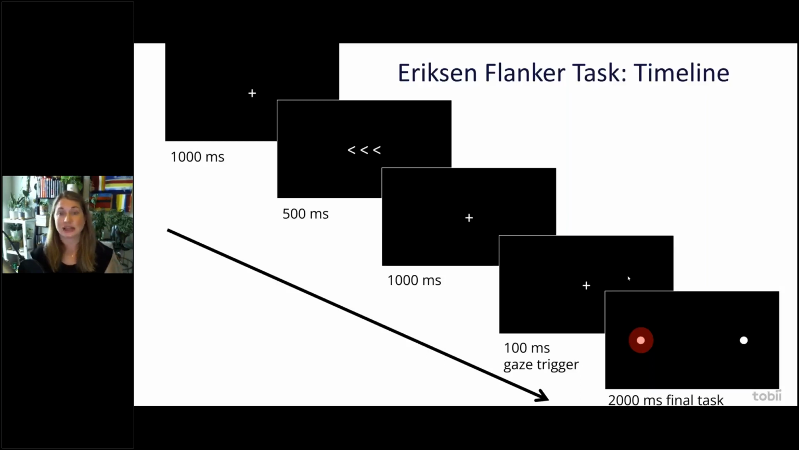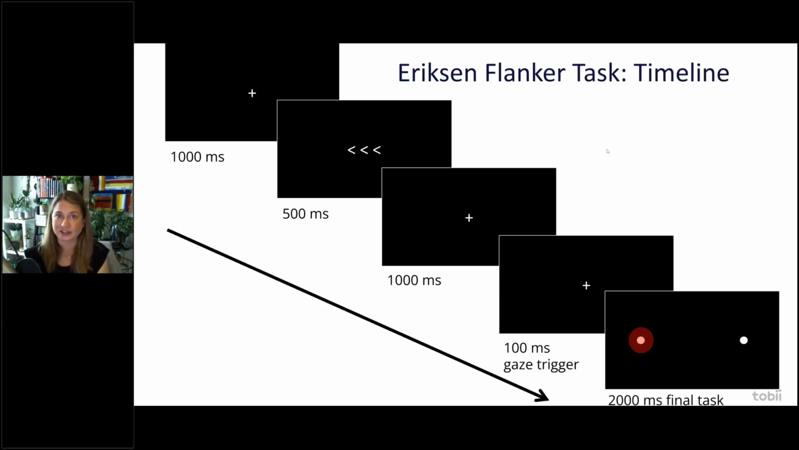The participant has a short time to identify the target before a fixation cross appears, and then the participant must look at the subsequent dot that's either on the left or right of the screen, matching the target direction. Usually the choice reaction time is analyzed, and since we've set this up in Tobii Pro Lab, we can also look at other metrics like latency to fixate or saccadic reaction time.